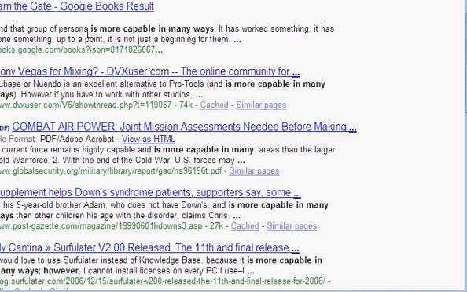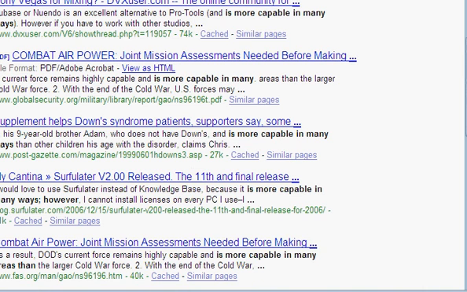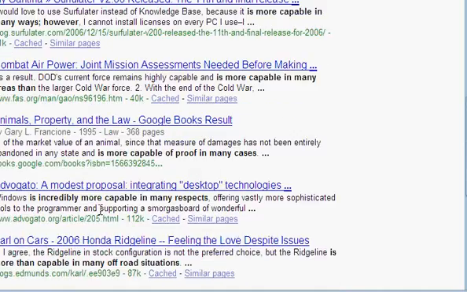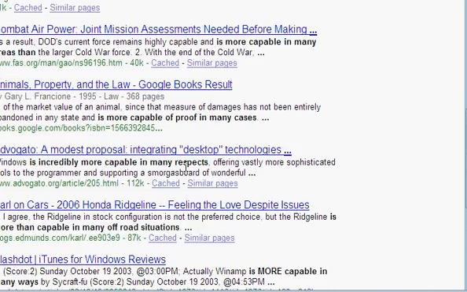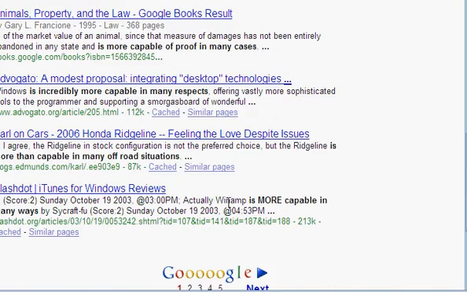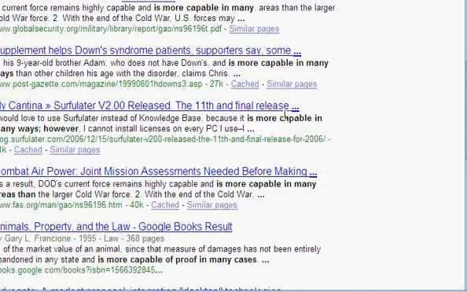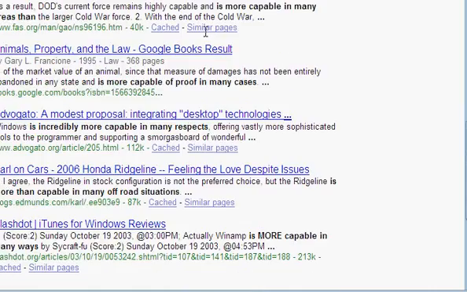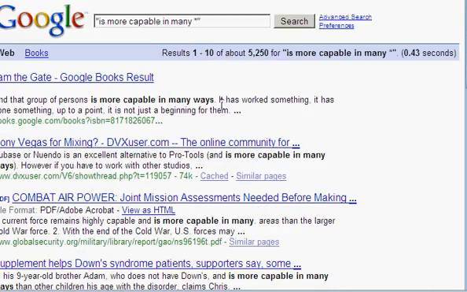"Group of persons is more capable in many ways." "Highly capable and is more capable in many, well, in this case, areas." "More capable in many ways." "More capable in many respects." "Many off-road situations, more capable in many ways." It looks like the word "ways" is a lot more frequent than any other words, which is something that we can say even by looking only at the first page of the hits.